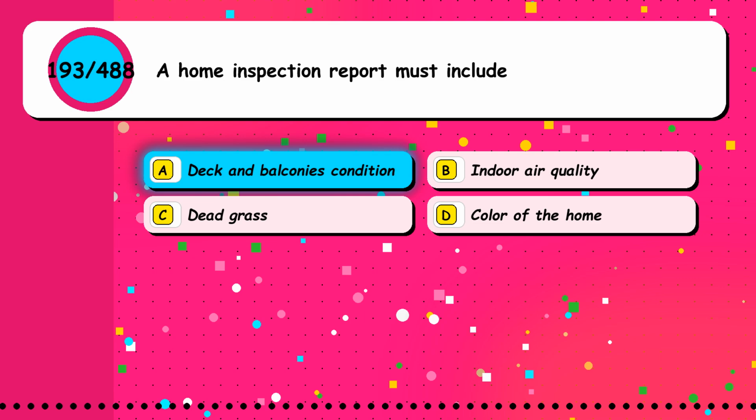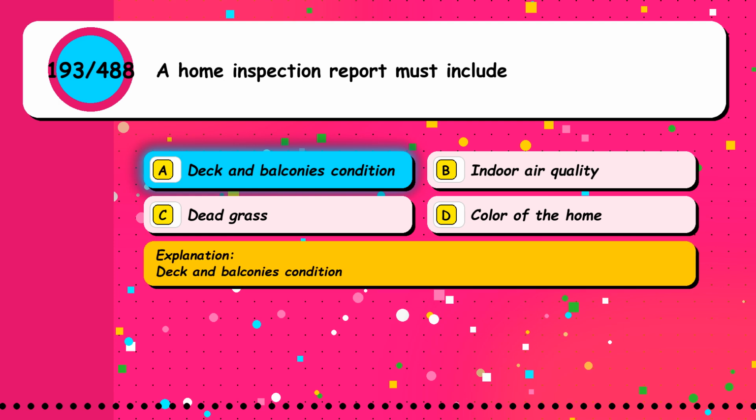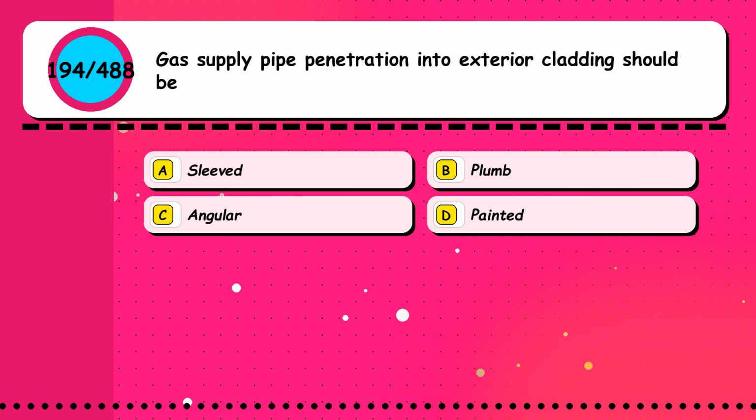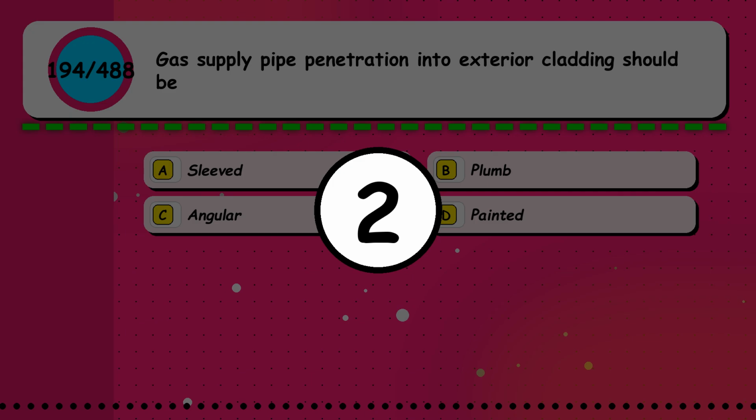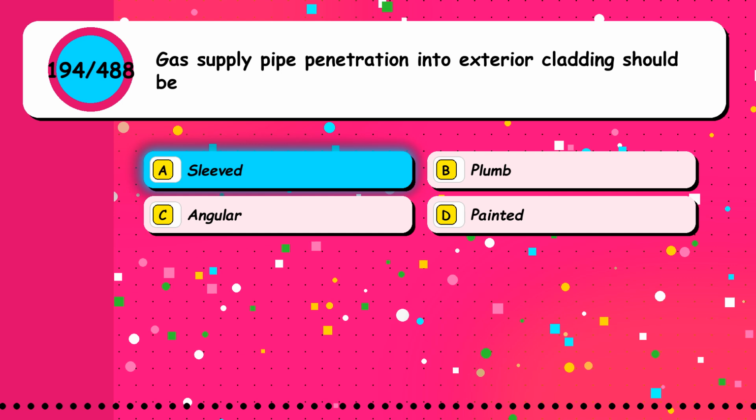The correct answer is option A, deck and balconies condition. Question 194. Gas supply pipe penetration into exterior cladding should be: Option A, sleeved. Option B, plumb. Option C, angular. Option D, painted. The correct answer is option A, sleeved.